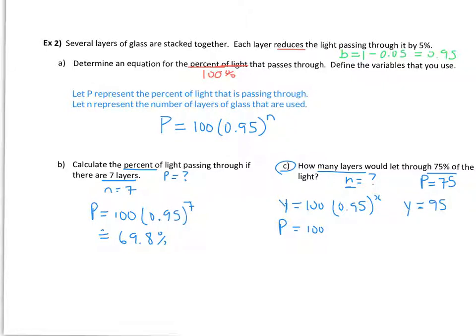I know that 70% was at 7 layers, so I could try 6 layers and see what that gives me. 6 layers gave me a percentage of roughly 73.5%, and 5 layers, I tried that one, that gave me 77.4%. So to let through 75%, we know 5 layers would let a little bit more than 75%, about 77%, and 6 layers would let a little less than 75%, so 73.5% would pass through.